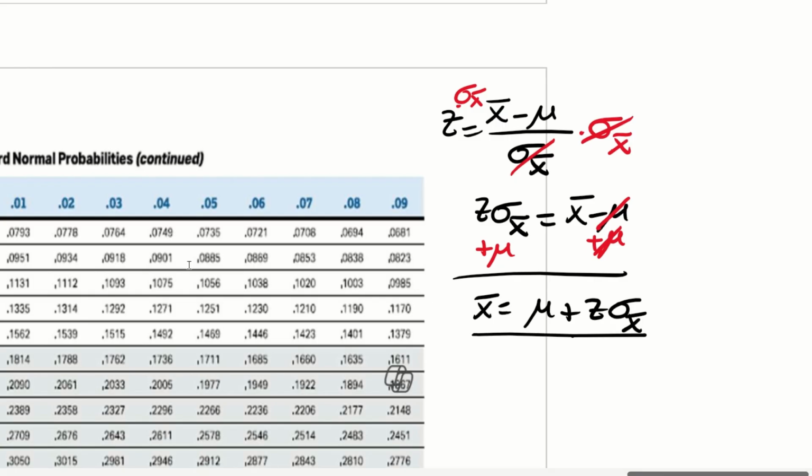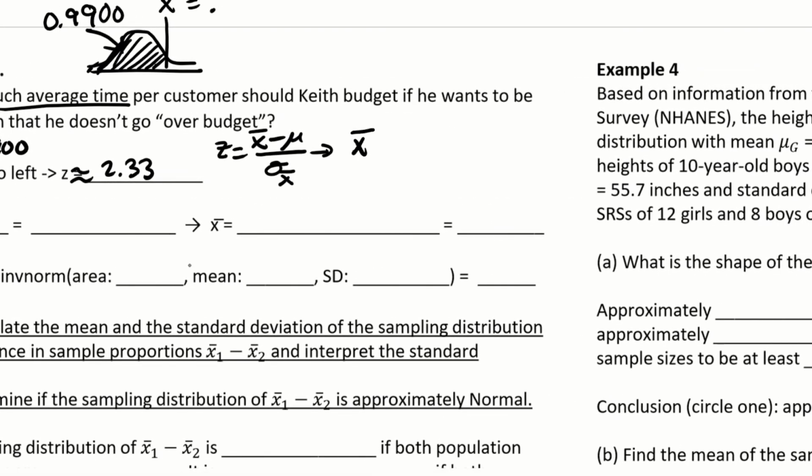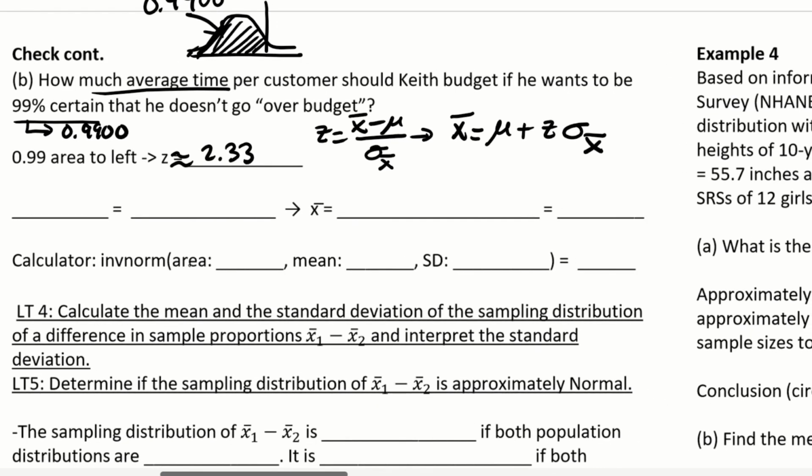All right, let's write that formula over here. So x bar equals mu plus z sigma x bar. That's going to help us find the average time that we need so it doesn't go over budget. So let's just plug in for the z-score formula. We know that z is 2.33. We don't know x bar, but we know that mu is 30 and standard deviation is 3.16. Basically we're multiplying both sides by 3.16 to cancel that out.